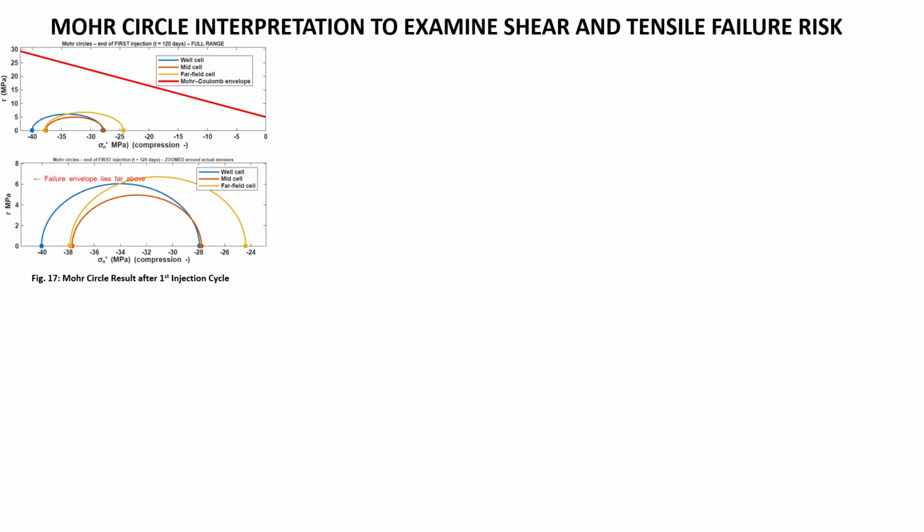The circle spans roughly from minus 40 megapascal to minus 28 megapascal in the effective normal stresses. This particular result matches what we saw earlier, where we have a large dilation and a movement towards tension during injection. And as you can see in the zoomed panel, it makes it clear all the circles remain far below the correct failure envelope.